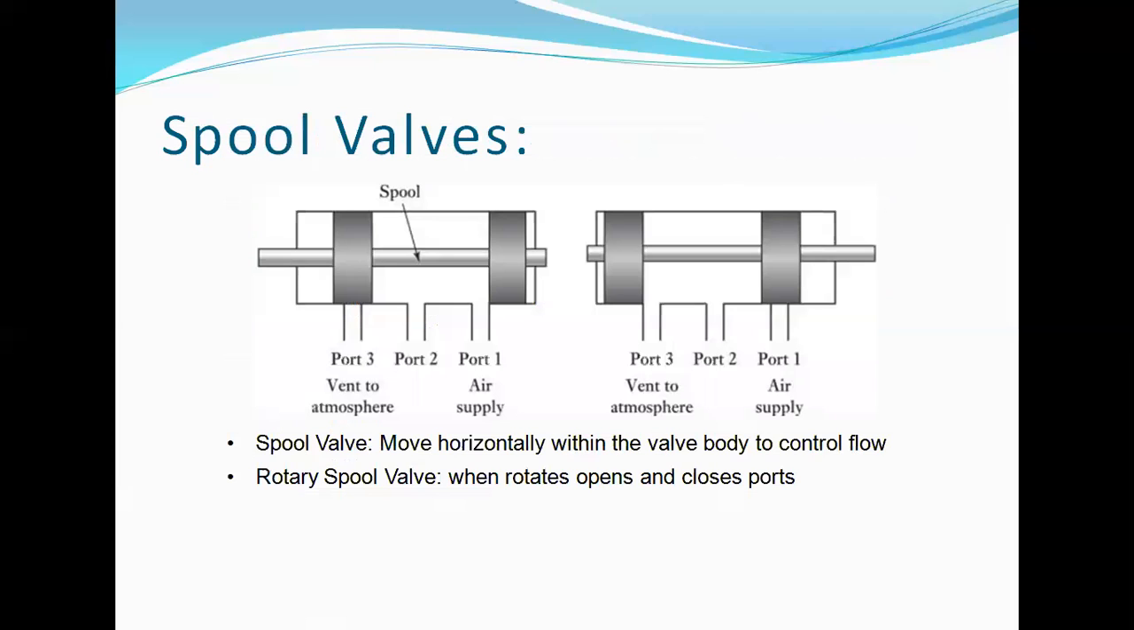Considering the spool type of valves, these move horizontally within the valve body to control flow. Here it clearly shows port 1, port 2, and port 3, so there are three different ports. First, air is supplied to the spool. When port 1 is in open condition, simultaneously port 3 will be in closed condition. That is, the spool moves with respect to the frame of the cylinder surface.